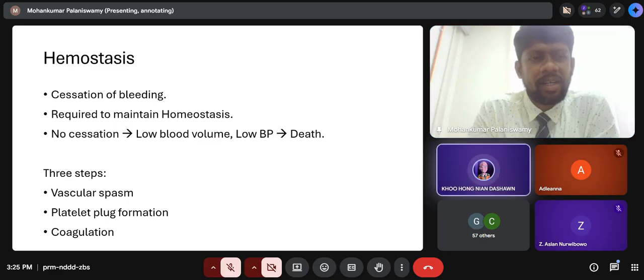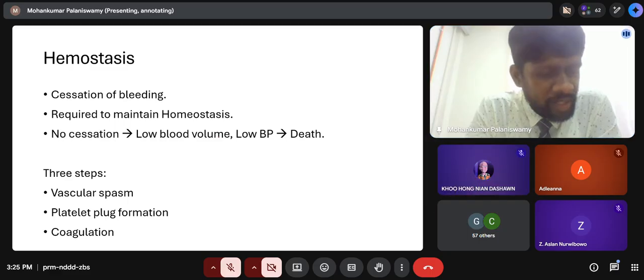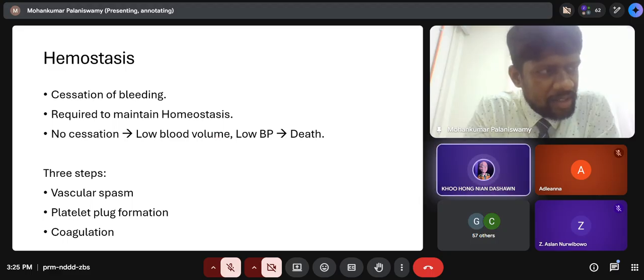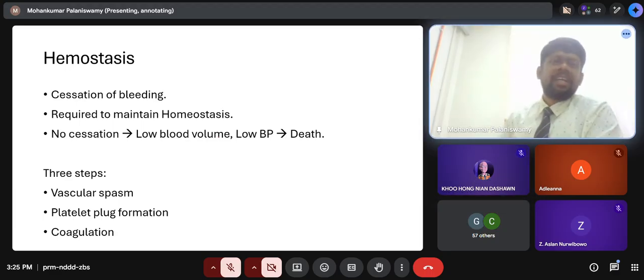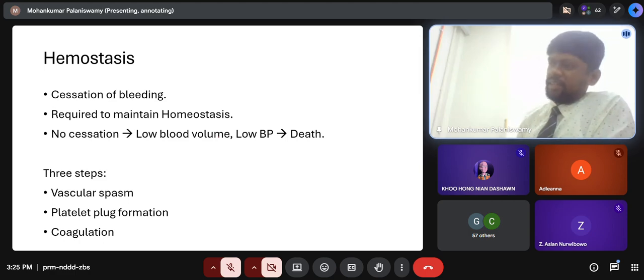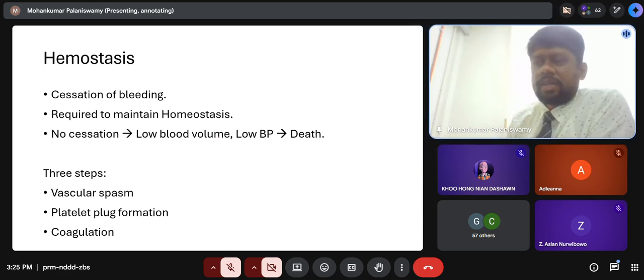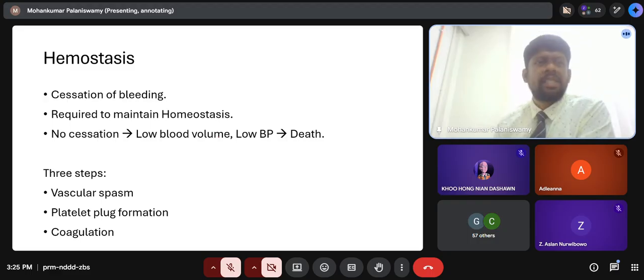Anyone? The hardening of the blood, the solidification or the oxidization of the blood, so that the blood clots up. Fine. Correct. We simply call it blood clot, but the scientific name is hemostasis. So hemostasis is nothing but cessation of bleeding.